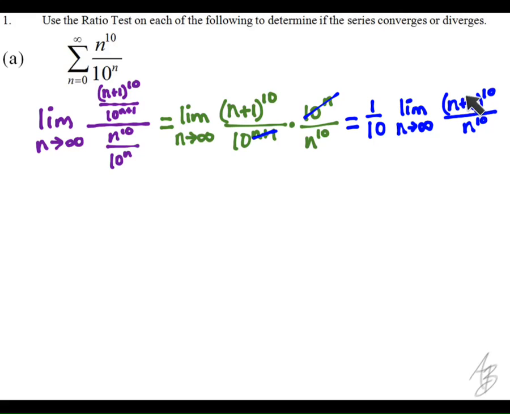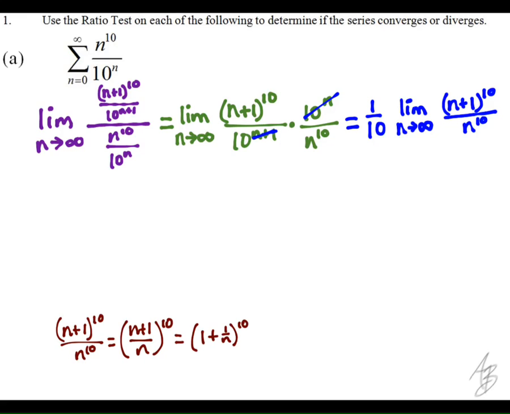Now, there are several ways that we could evaluate this limit. We could use L'Hopital's rule, or we could rewrite this algebraically. I like doing the latter. If we rewrite it as 1 plus 1 over n to the 10th, then as n approaches infinity, this term will approach 0, and so we have 1 plus 0 to the 10th, which is going to be 1. So our limit is going to end up being 1/10.